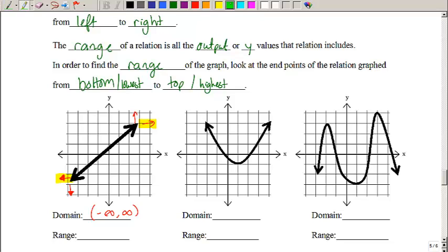Similarly, when I'm looking for the range, I'm looking for as low as my values can go and as high as my values can go, and I'm going to include all the values in between them. Notice that this arrow right here tells me I can go down forever. Similarly, this arrow tells me that I go up forever. So when I'm looking for my range, how low can I go? Well, negative infinity. How high can I go? Positive infinity.